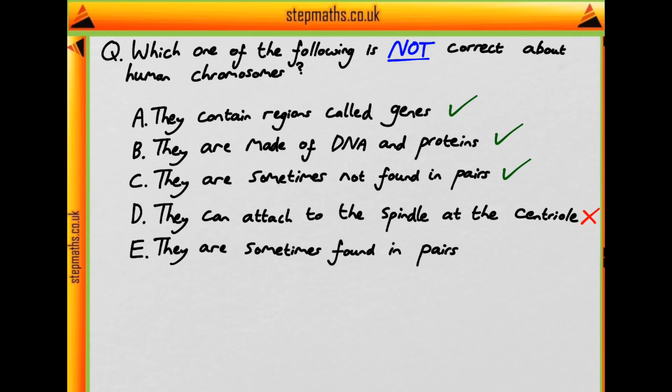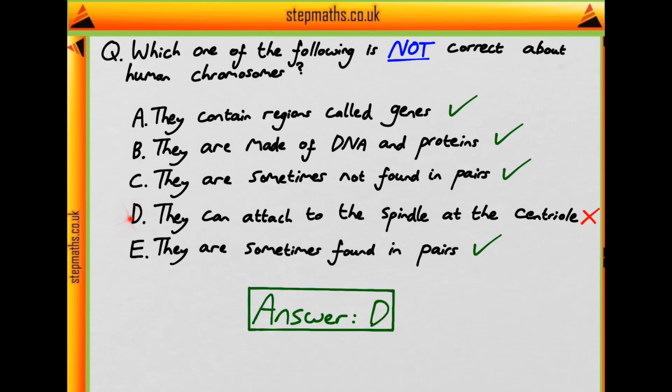And finally, just for completion, they're sometimes found in pairs. Yes, we know this is true, and this is true for all of your body cells which are diploid. They're diploid because they have two copies of each gene, and that is because they have two copies of each chromosome. So, as our fourth statement is incorrect, our answer is D.